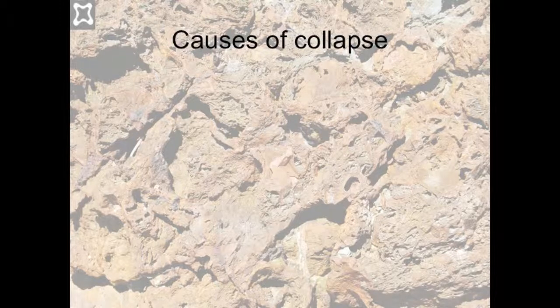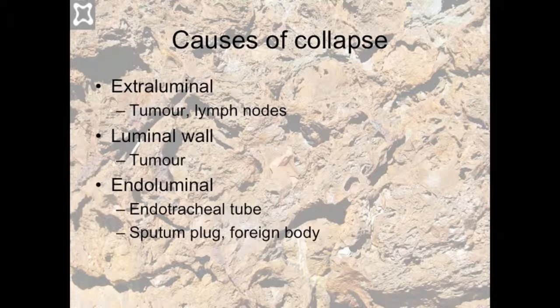The causes of partial collapse are conveniently divided into three categories: extraluminal, luminal, and endoluminal. Each has its specific causes.